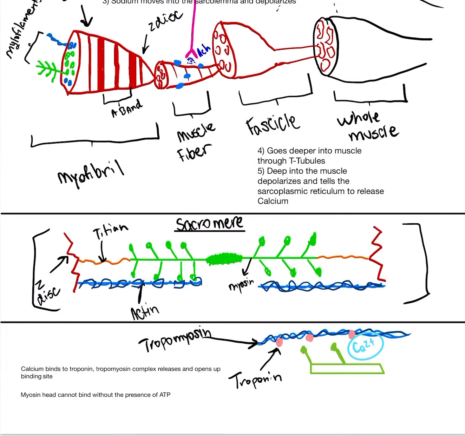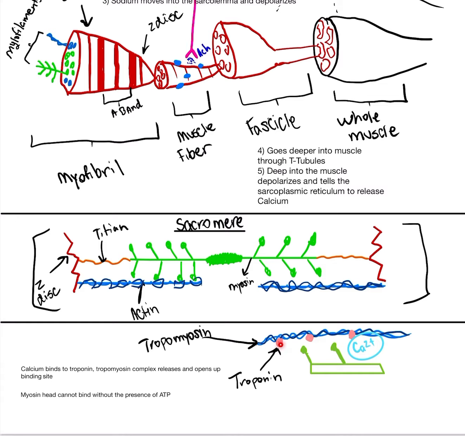Down here, we have the sarcomere, and the sarcomere is the smallest functional unit of the muscle. Right here, we've got the Z-disc on both sides. They are bound with titin, and titin keeps myosin attached to the Z-disc. Here we've got myosin with the myosin heads, and we have actin, and this little blue winding structure is actually tropomyosin.